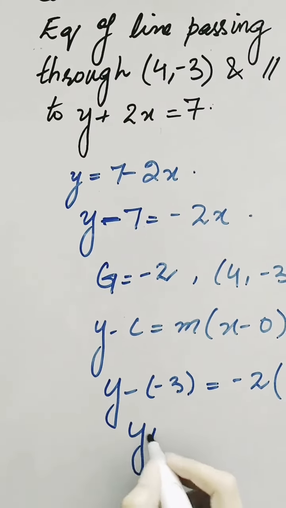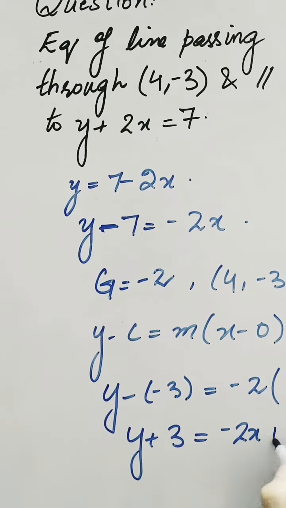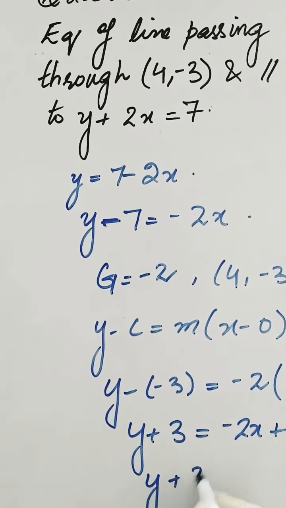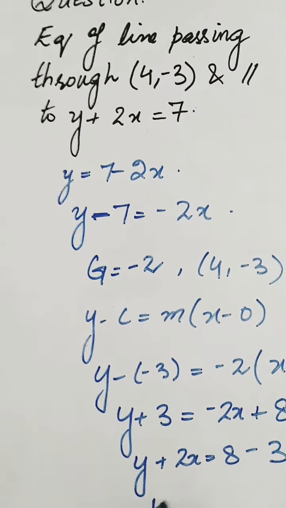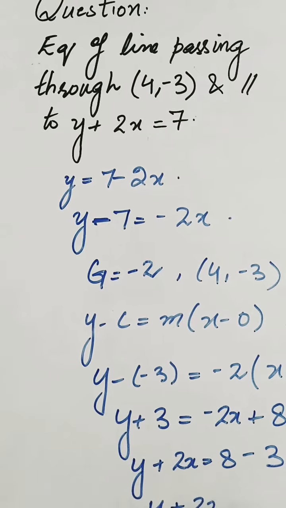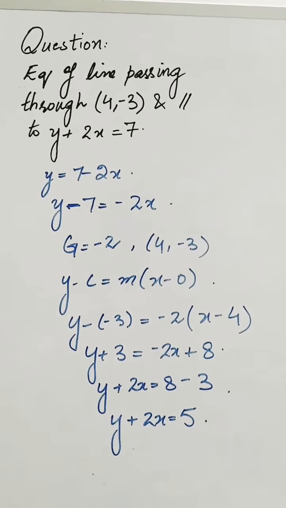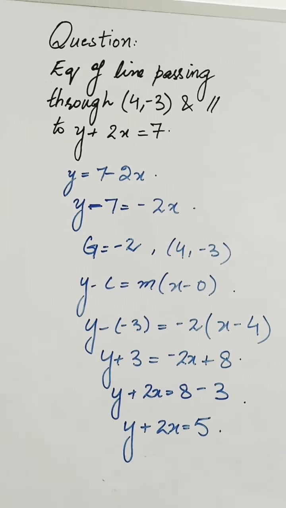Now we have y plus 3 equals minus 2x plus 8, or we have y plus 2x equals 8 minus 3, or we can write it as y plus 2x equals 5. The equation of the second line comes out as y plus 2x equals 5.